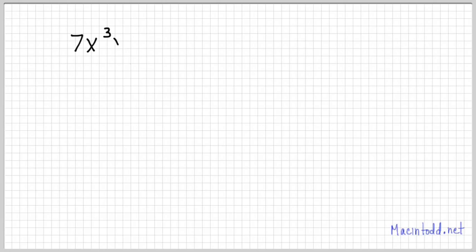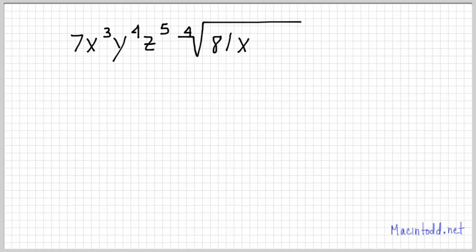I'm going to jump ahead to a tough one. 7x cubed y to the fourth z to the fifth times the fourth root of 81 x squared y to the fourth z to the sixth. Let's just forget about the stuff on the outside. We're just going to multiply that by whatever we bring out.